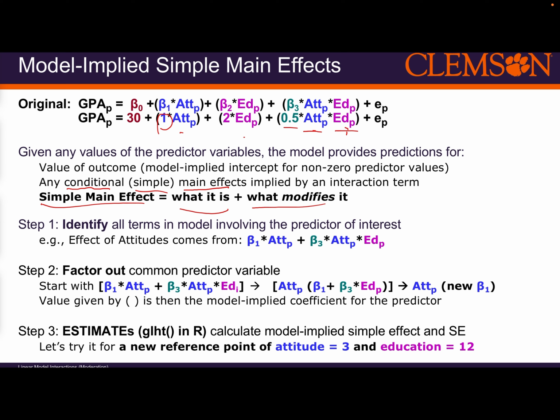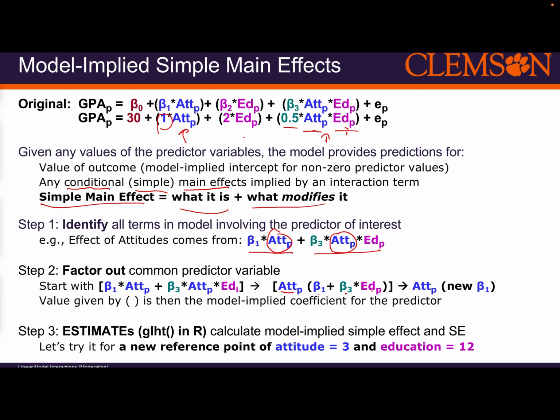So how did we figure this out? It's a 3-step process. Here we go. Step 1, identify all terms in the model involving the predictor of interest. So here, the effect of attitude, right, the slope of attitude, comes from all the places where attitude shows up. In this case, beta 1 times attitude, right here, and the interaction, attitude times education times beta 3. Then we could do a little bit of algebra and take out attitude from both of these parts of the sum and put that in front of what's left. So we see that attitude has a new slope of beta 1 plus beta 3 times education.